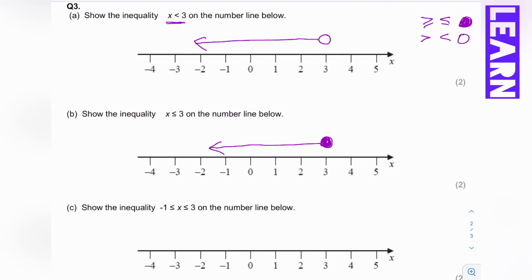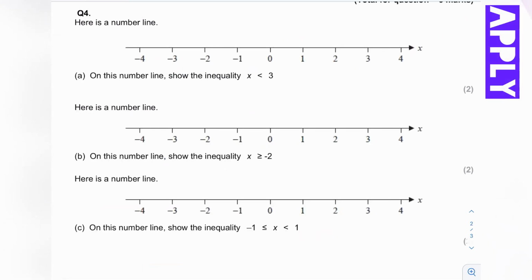Finally, part C, we've got a double inequality. So to begin with, we start by drawing the two circles above the two numbers mentioned. Then, because they're both equals to, we shade them both in. And then finally, we connect the two circles with a straight line. Pause the video now if you'd like to have a go at this question by yourself.